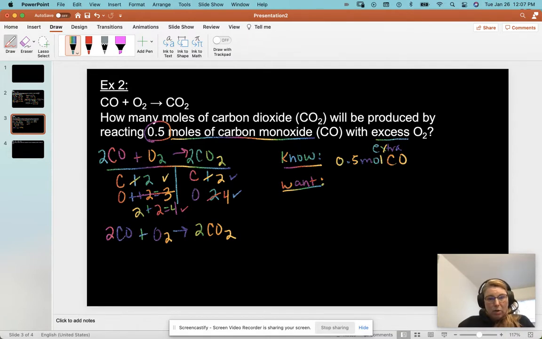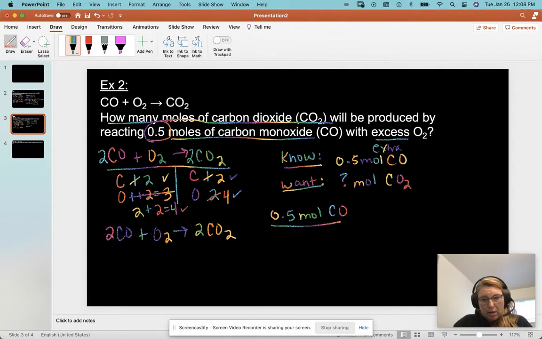And then what we want to know is the thing that says how many, right? So how many moles of carbon dioxide? These are similar, but not exactly the same. That little subscript 2 makes a difference, right? So we want to know how many moles of CO2. So now that we've figured out what we know and what we want to know, we're ready to set up our conversion. Our conversion always begins with what we know over 1. So we're going to go 0.5 moles of carbon monoxide over 1.